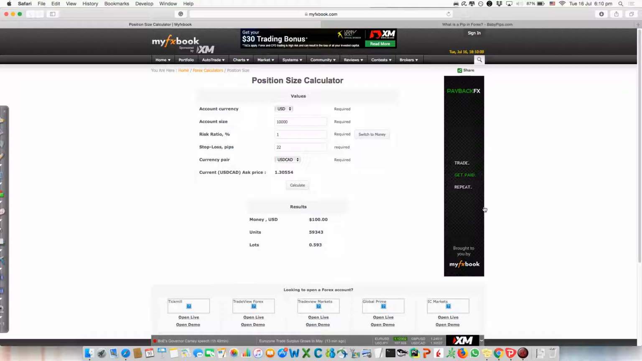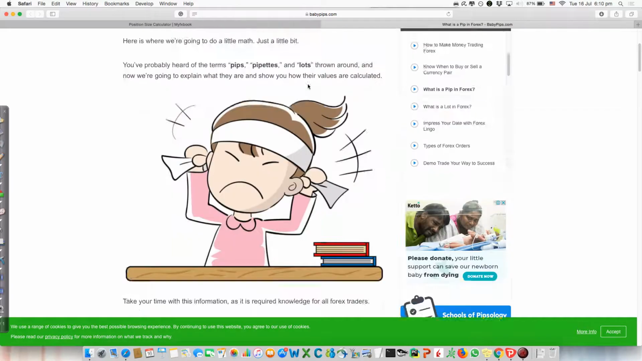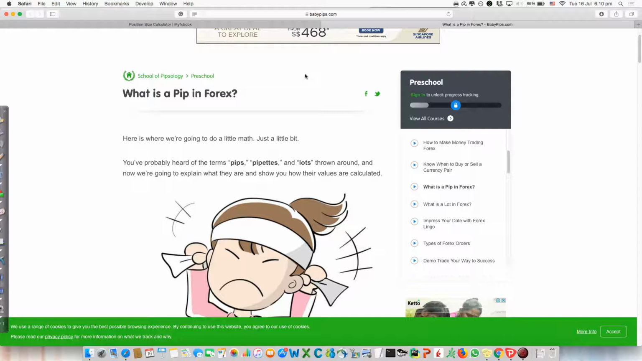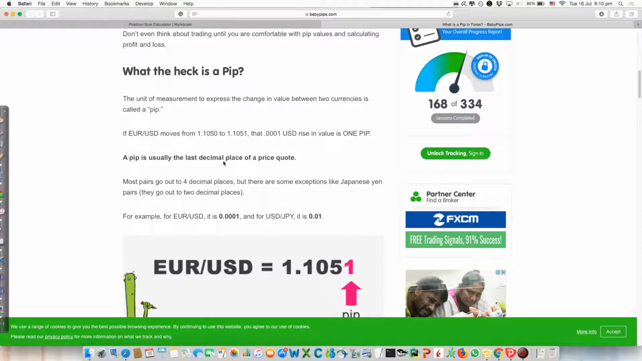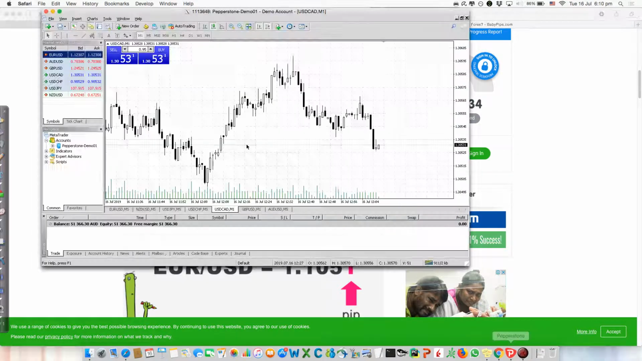The only thing I want to mention here is the concept of a pip, and if you want to find more information, I suggest this website, babypips.com. It is very, very good and useful for Forex. They will tell you that a pip is basically the last decimal place of the price quote, and as I said, you can take the number before the small number. The small number is called a pipette, you can ignore it. Basically 1 pip is that.